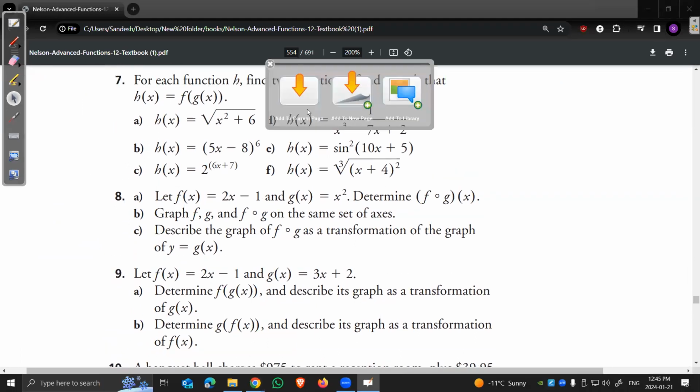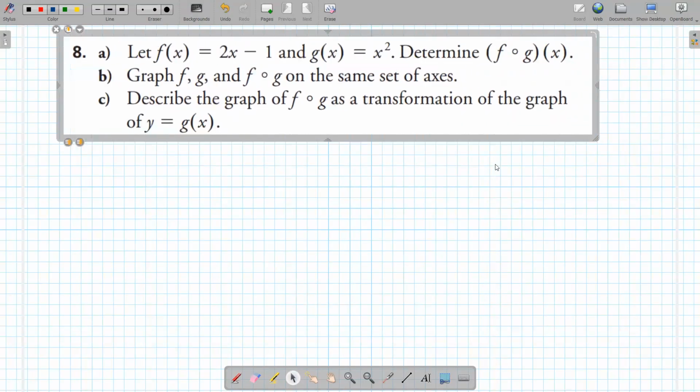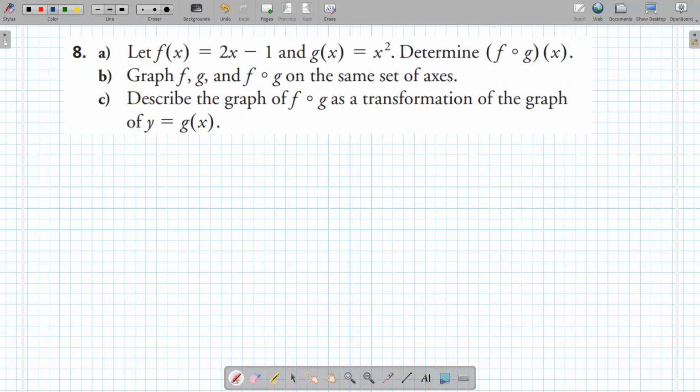This next one is a polynomial. This one's very easy to graph. Graph f, g, and f of g on the same set of axes. All right, so let's find f of g of x. Again, it's super simple. g of x is x squared, so you're going to do f of x squared. What's f of x squared?